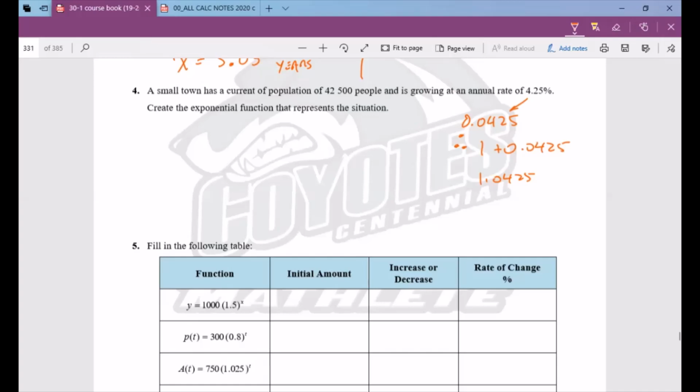So this ends up being a very common thing that we're going to be looking at in this course: percentage growth and percentage decay. And that amount as a decimal, we will either add or subtract from 1. So in this case, we have y is equal to 42,500 is your initial, times 1.0425. And that's it.